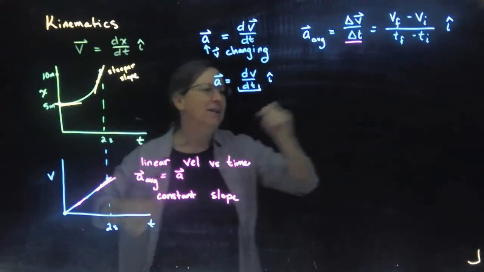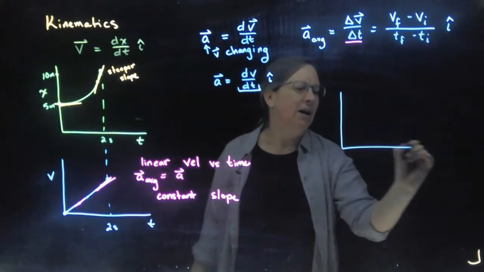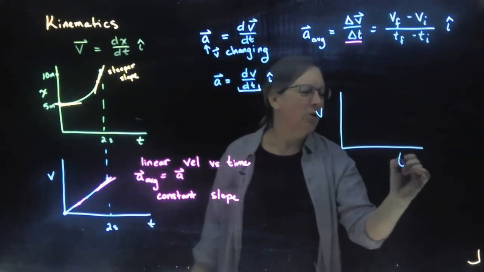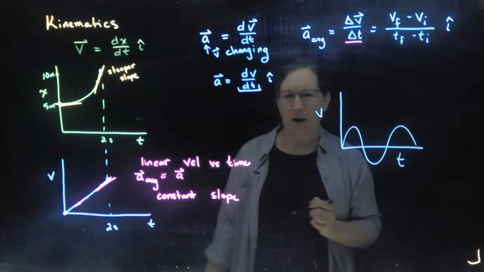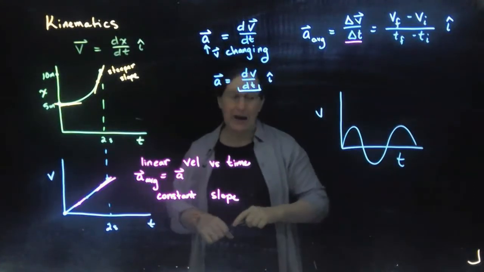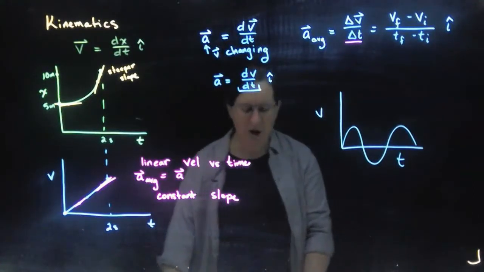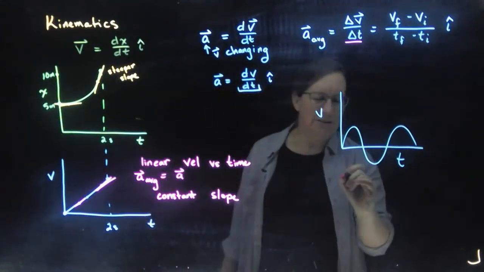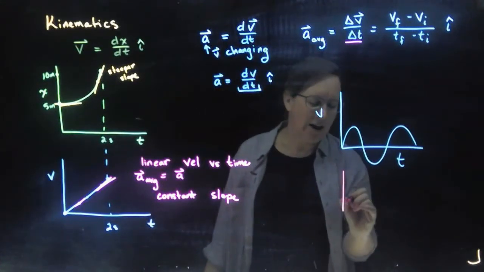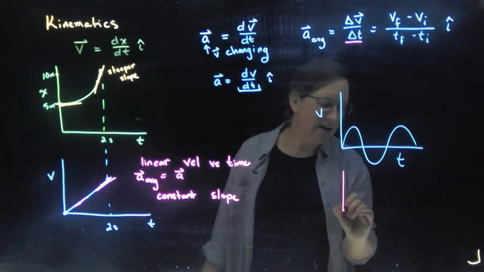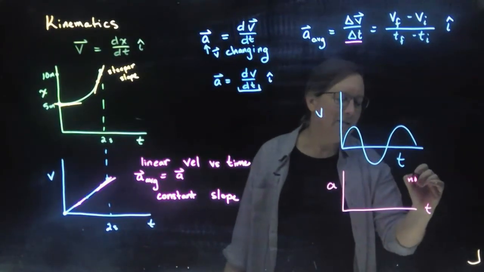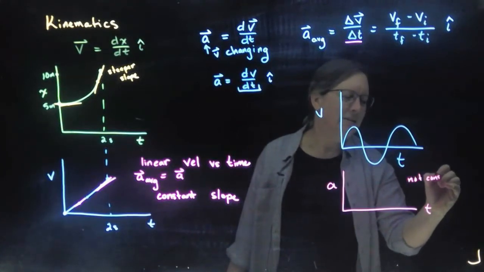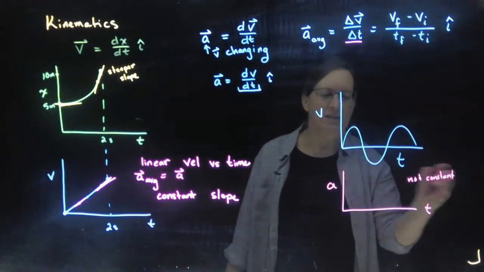I want to point out it's possible to have, say, a velocity versus time graph that looks, let's say, something like this. Okay, that's for oscillations. And if that's your velocity versus time graph, then you have to be fairly adept at taking a derivative. We're not there yet, to find then our acceleration versus time. But this is not going to be constant, right?